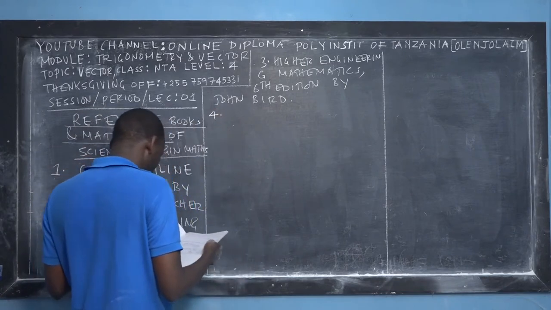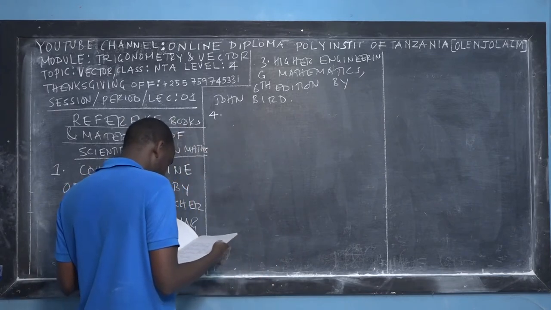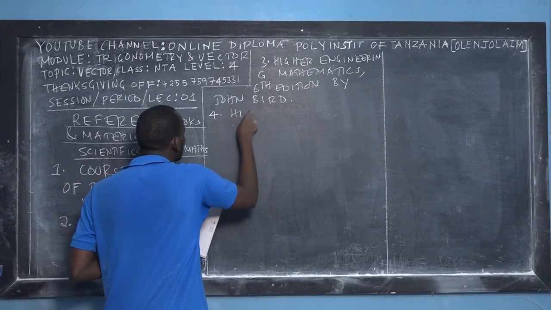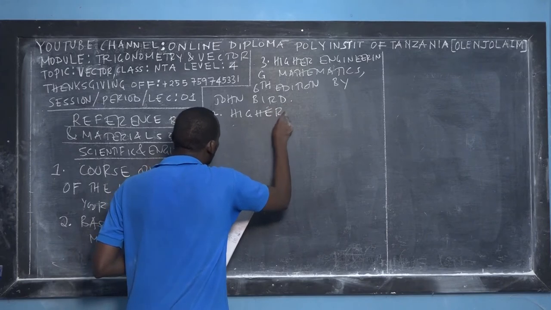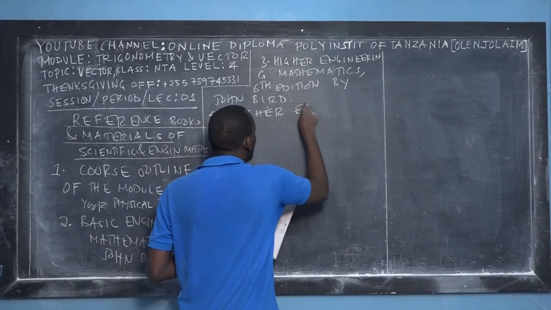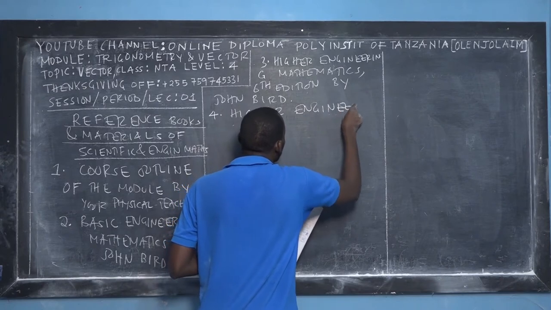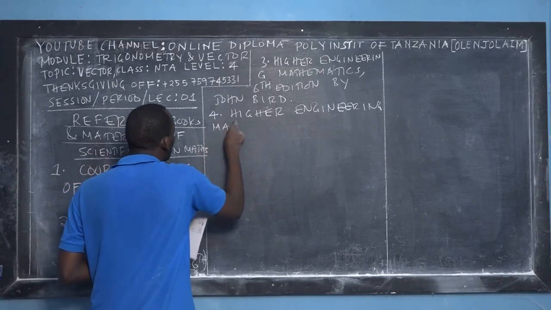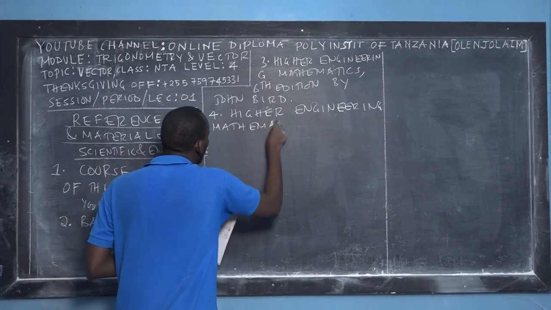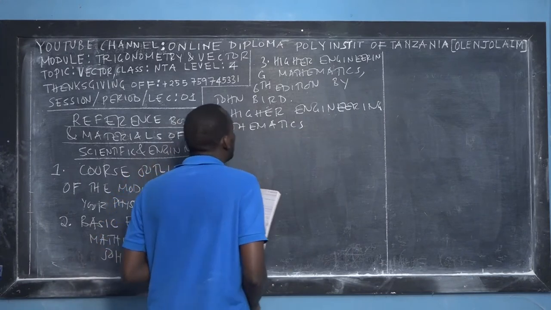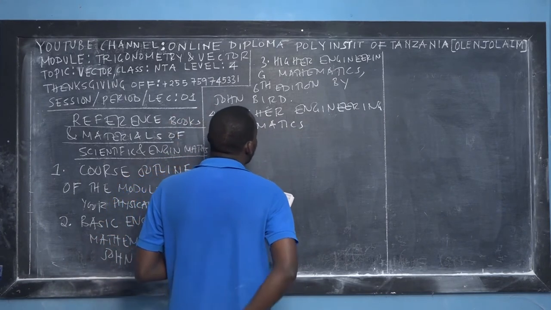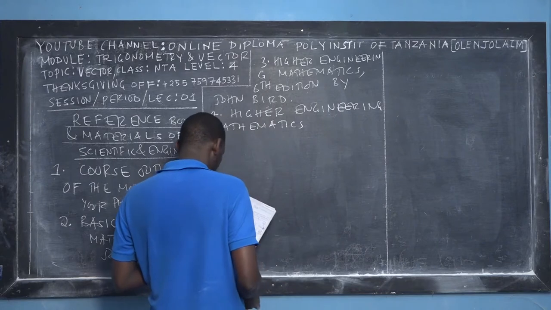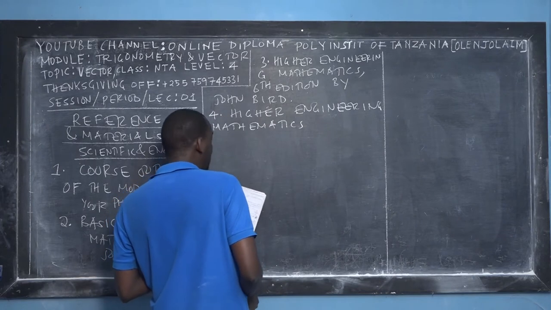Then for the first reference, you can also use another book called Higher Engineering Mathematics. It doesn't mean that you must have it, but it's good if you have all of these reference books, because now you will be versed in engineering and scientific mathematics. So share this material with any students or any of your friends, or with your younger brother or your elder brother who is pursuing an ordinary diploma in engineering courses or in science courses.